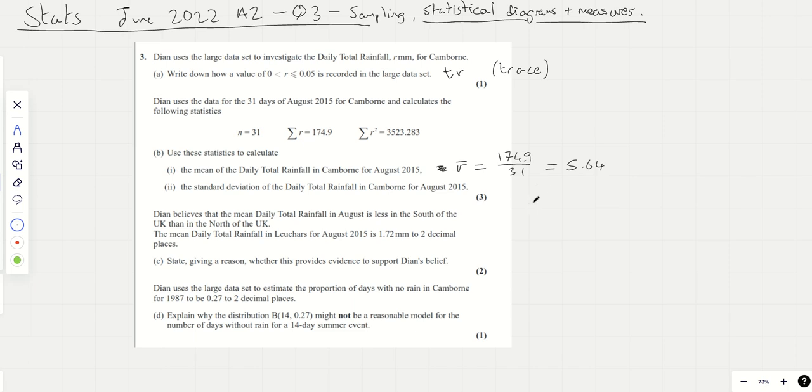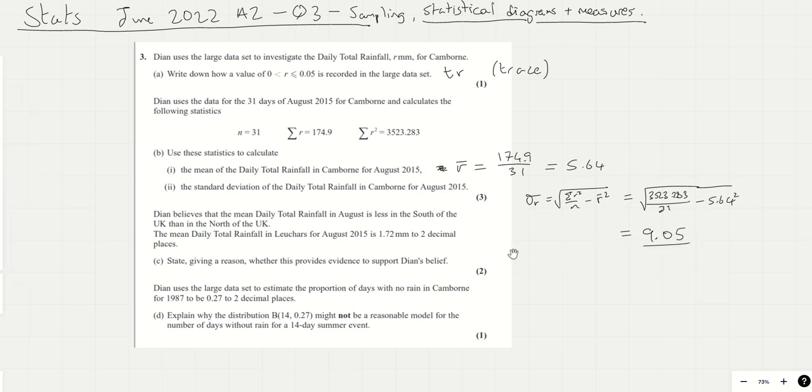Standard deviation, this formula is in the formula book. Standard deviation for R is going to be the square root of the sum of R squared over n, minus R bar squared. That's another way of looking at it. And so that gives you 3523.283, try not to mess up typing this in, over 31, minus 5.64 squared, although I probably wouldn't use the rounded version if I was in the exam. And that comes to 9.045. So 9.05 is the standard deviation. Okay, so that's those two values.